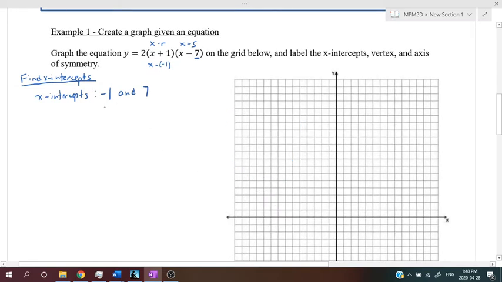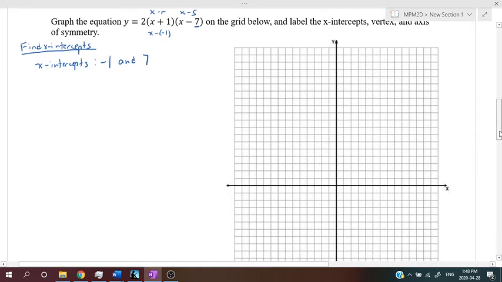Okay, moving forward. So we found the x-intercepts. We can actually plot those. First, I think we need to put a scale on here. So let's count up by ones.